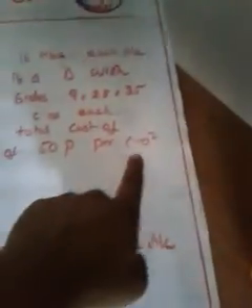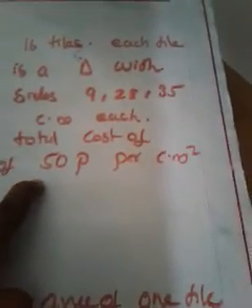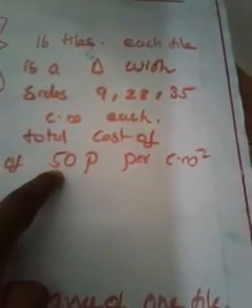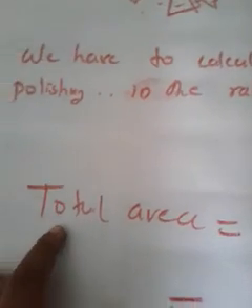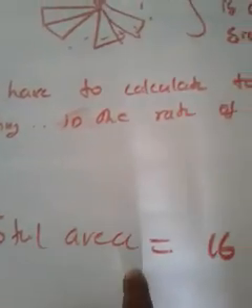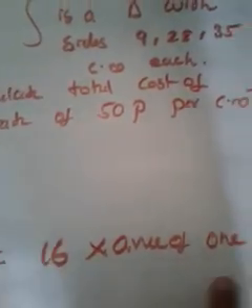Once again I am repeating, it is given that 1 centimeter square costs 50 paise. So you know that for 100 centimeter square, what will be the amount? 100 into 50 paise. Just like that you have to calculate the total centimeter square. Centimeter square stands for area. That means we have to calculate the total area of the tiles. So 16 tiles are there, so 16 into the area of one tile.